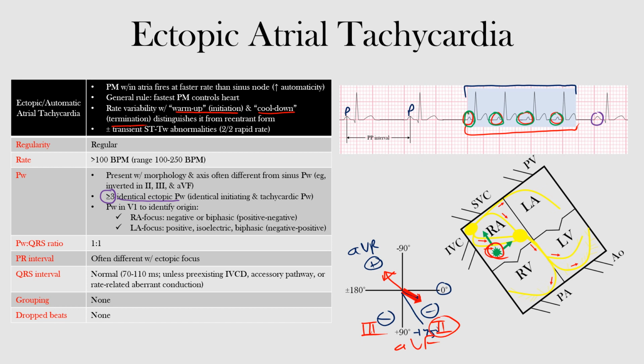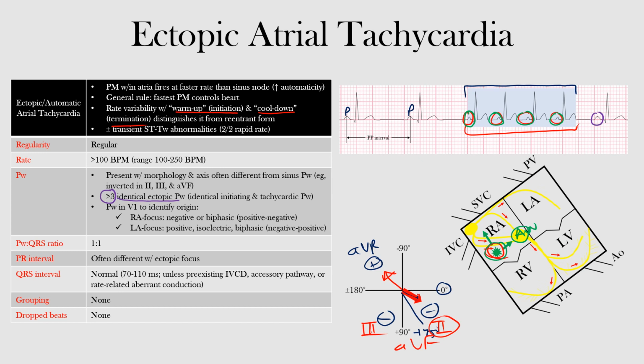The PR interval is often different from sinus rhythm, and this is because it depends on the distance from the ectopic focus, this here in green, to our AV node, this area here. This is our AV node. The shorter the distance to that area, the shorter the PR interval will be, and the greater the distance, the greater that PR interval.